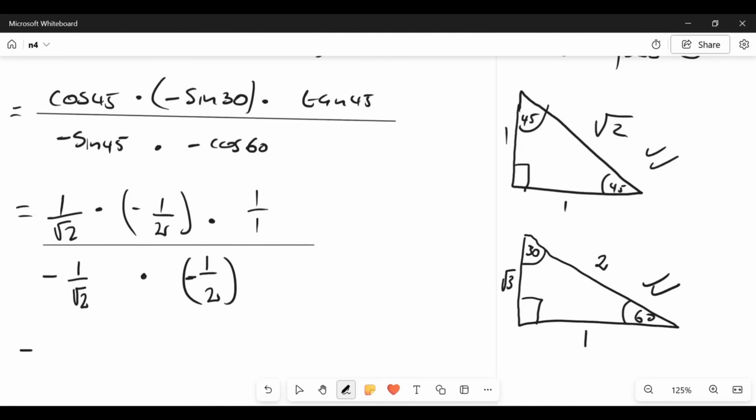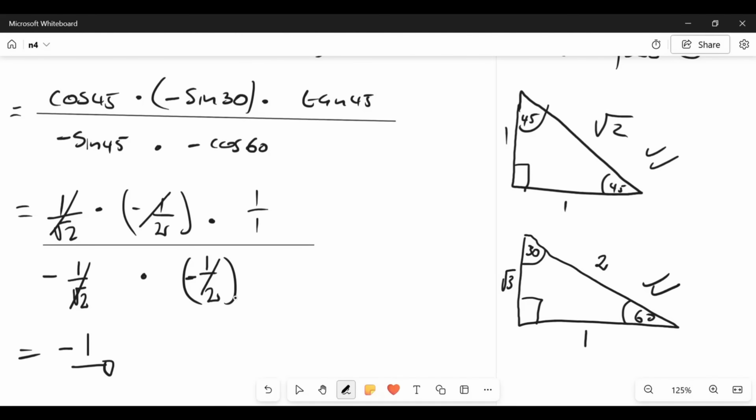Now, if you look at this here, we have negative 1 over root 2 and another 1 over root 2 on the numerator there. We also have negative half, right? Divided by negative half. And then we have 1 over 1. That is going to give us 1. Let's not forget we are left with negative. So the answer here is going to be negative 1 there.